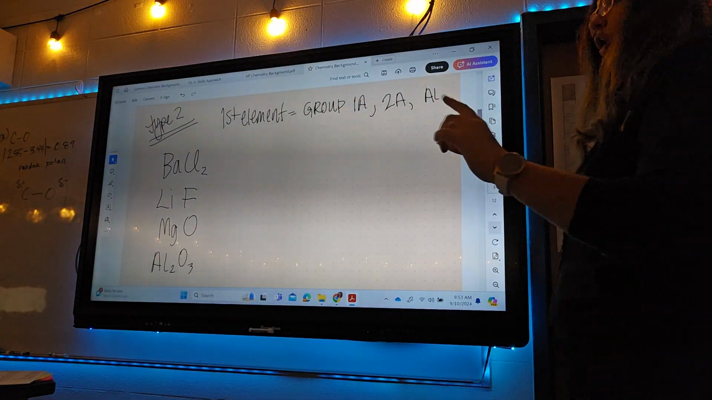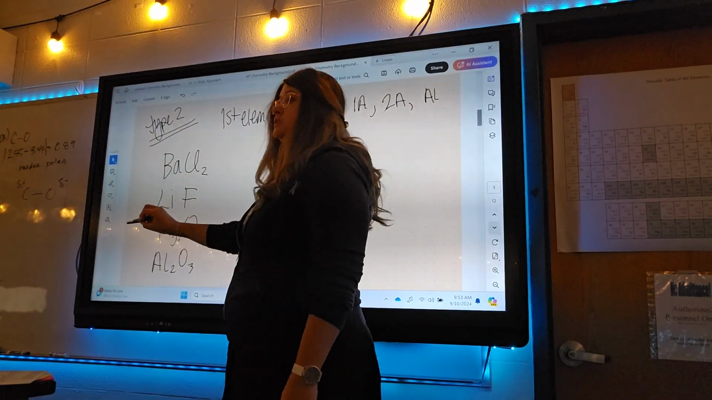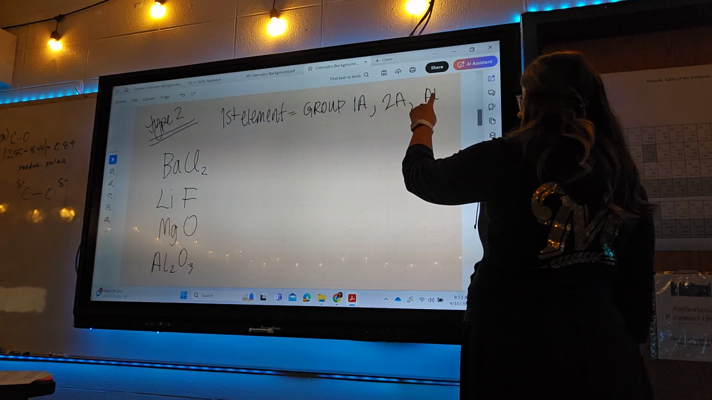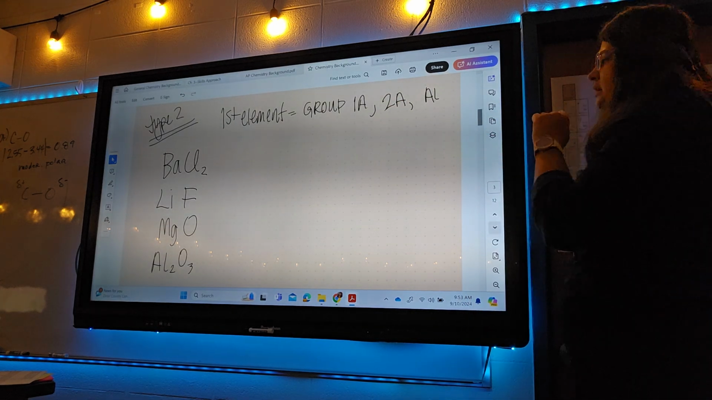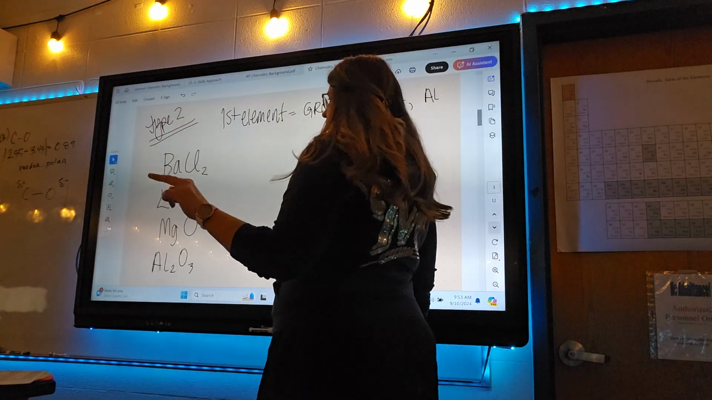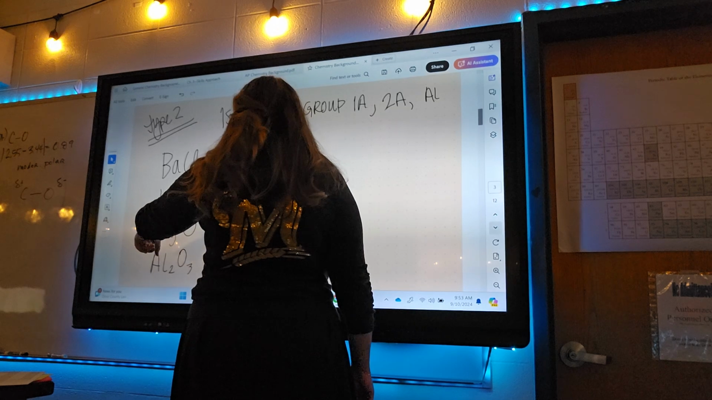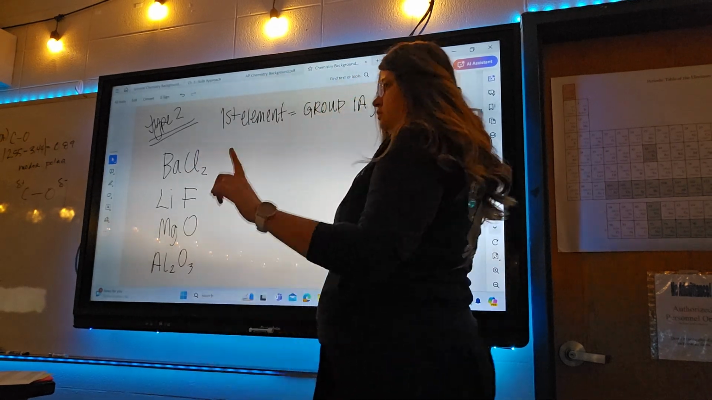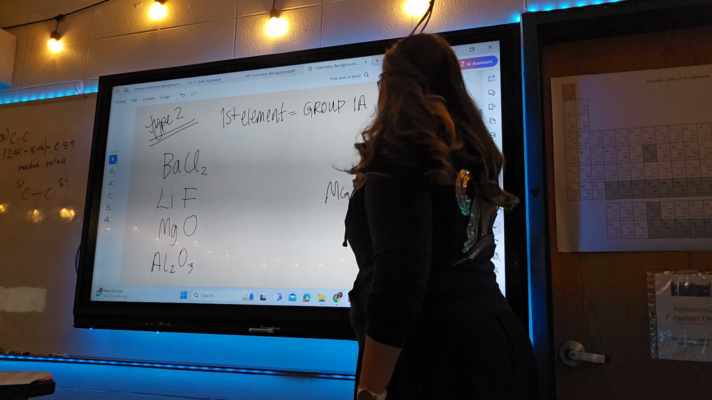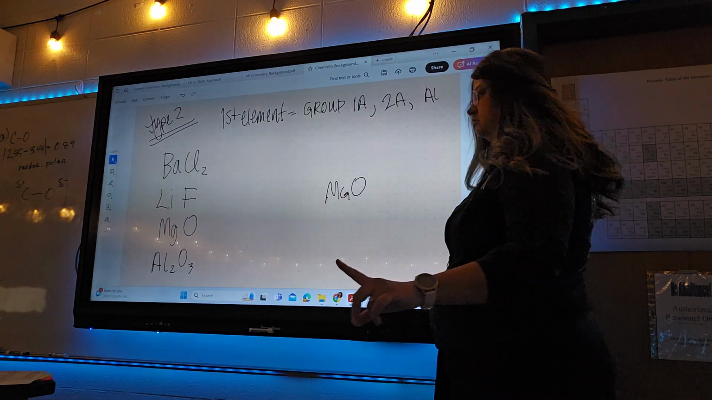Okay, so all of these compounds start with a metal, and they all start with somebody who is either in group 1A, 2A, or aluminum. They also all have only two capital letters: B and C, L and F, M and O, A and O. So that's why it's really important to not be writing nonsense like this, because that will not help you.